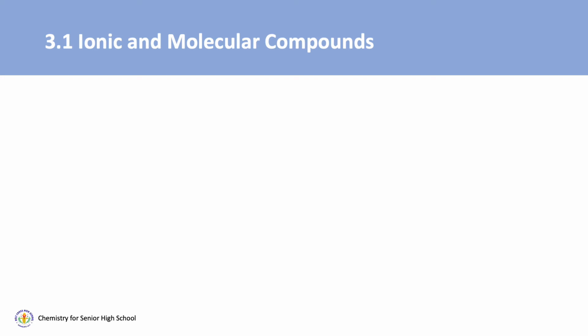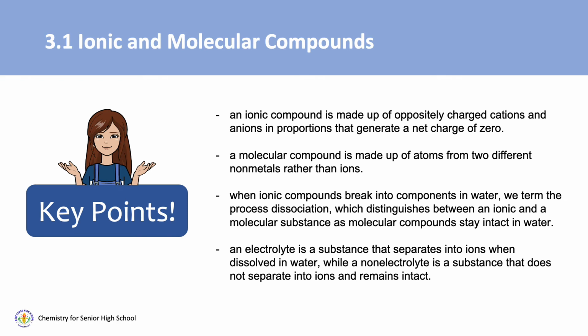And with that, we have come to an end to our lesson, but before we move on to the next lesson, let's have a short recap on the key points of this lesson. The first key point is that an ionic compound is made up of oppositely charged cations and anions in proportions that generate a net charge of 0. Second key point, a molecular compound is made up of atoms from two different nonmetals rather than ions.